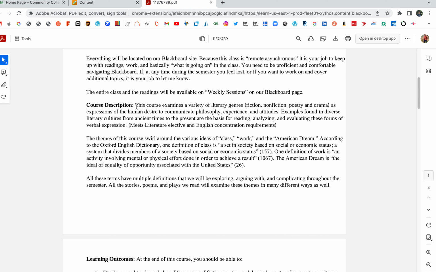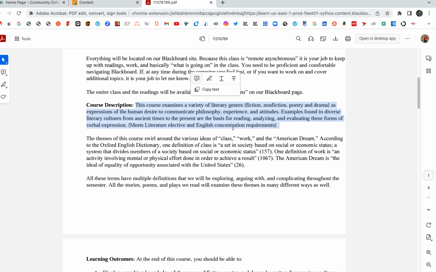The course description. This course examines a variety of literary genres, fiction, nonfiction, poetry, and drama, as expressions of the human desire to communicate philosophy, experience, and attitudes. Examples found in diverse literary cultures from ancient times to the present are the basis for reading, analyzing, and evaluating these forms of verbal expression. This is CCRI's course description.